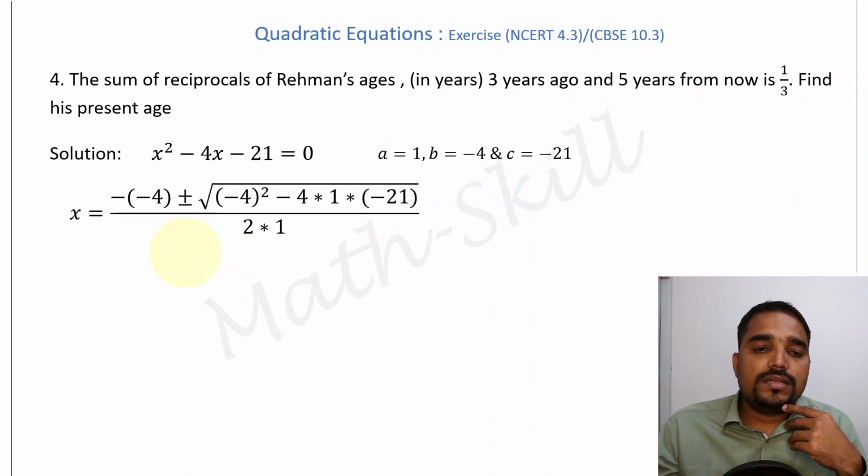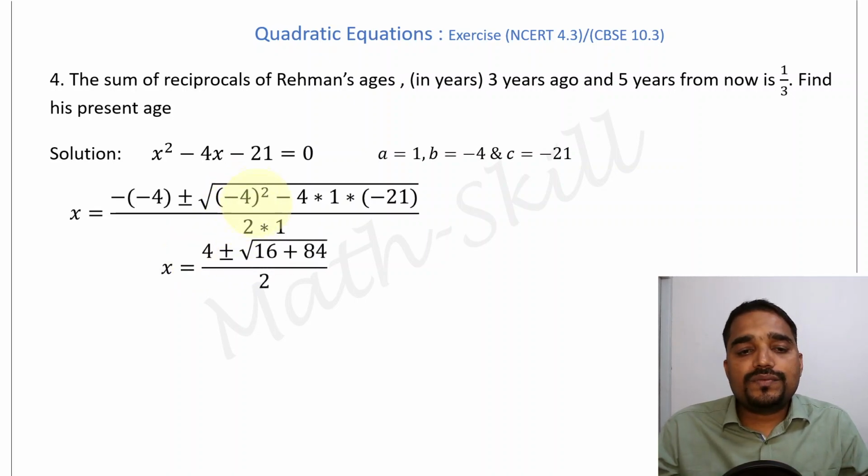plus or minus square root of minus 4 whole square is minus 4 into minus 4 is plus 16, that is plus 16 here, minus into minus is plus, 4 ones are 4 multiplied by 21, 4 ones are 4, 4 twos are 8, whole divided by 2 ones are 2. That is, we see that within the square root I have plus 16 and plus 84. Therefore, 16 plus 84 would be equal to 100.